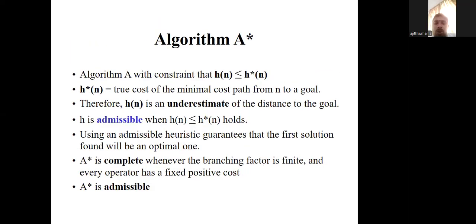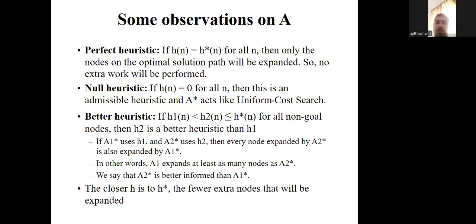Then algorithm A star. A star search is admissible when h(n) is less than or equal to h star(n) for all n. Using an admissible heuristic guarantees that the first solution found will be an optimal one. A star is complete whenever the branching factor is finite and every operator has a fixed positive cost. It is admissible. Then some observations of A star: perfect heuristic, null heuristic, better heuristic.